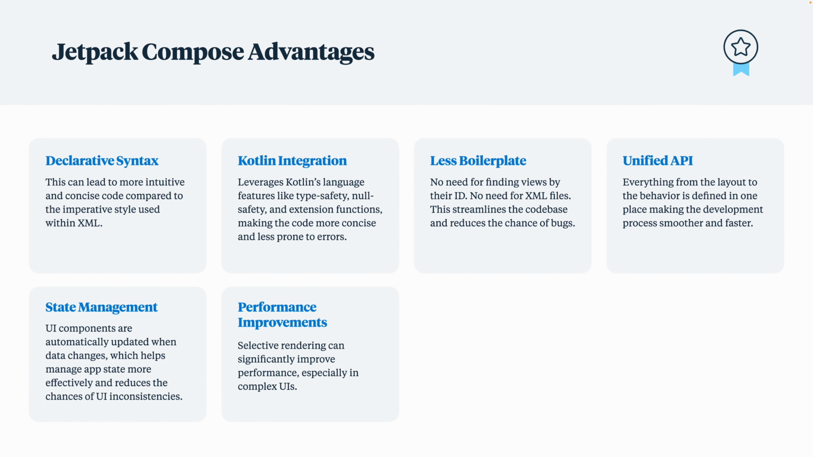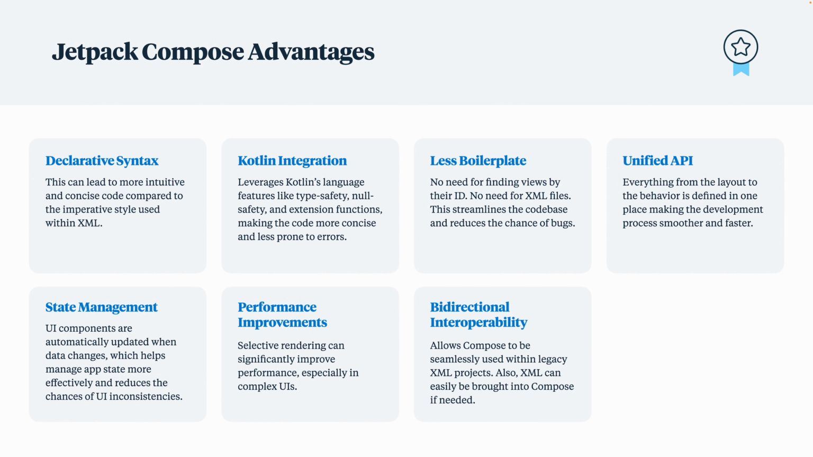And of course, Compose can lead to better app performance, as it is capable of recomposing only the parts of the UI that have changed and need to be redrawn instead of the whole tree. This selective rendering can significantly improve performance, especially in complex UIs.